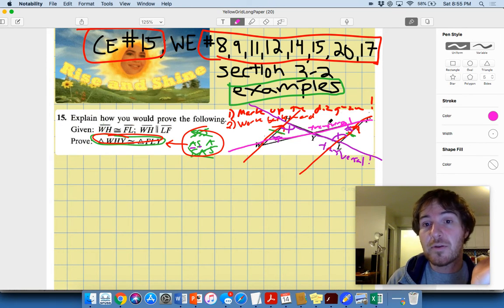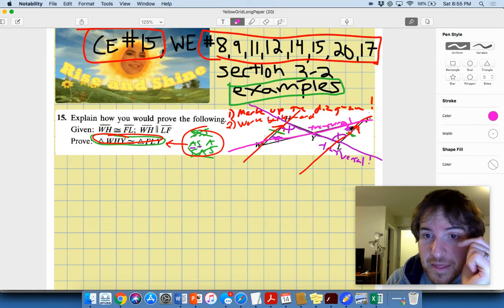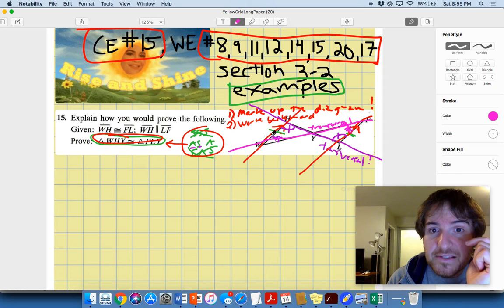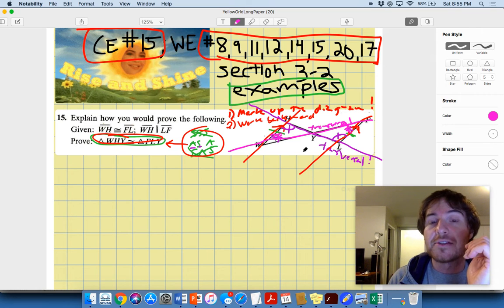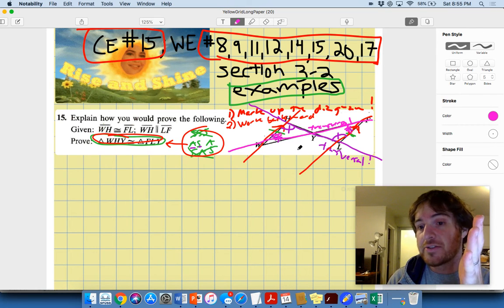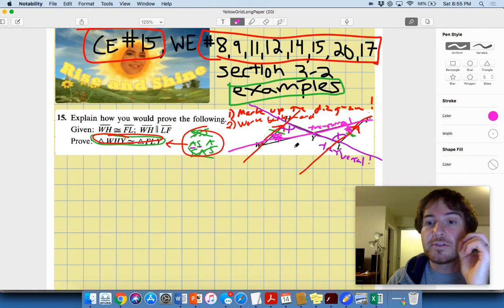So that fits the definition of transversal. It just so happens the lines are parallel, so that means that this here and this here are also alternate interior angles. They're on opposite sides of the transversal, and they're in the interior of the two lines here. So the alternate interior angles are congruent based on if two parallel lines are cut by a transversal, then alternate interior angles are congruent.